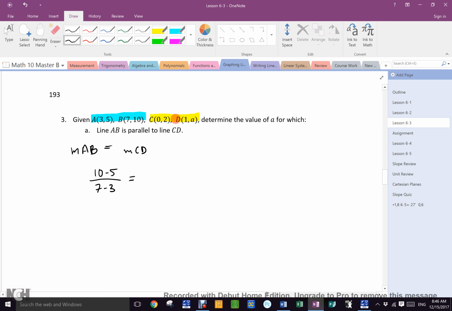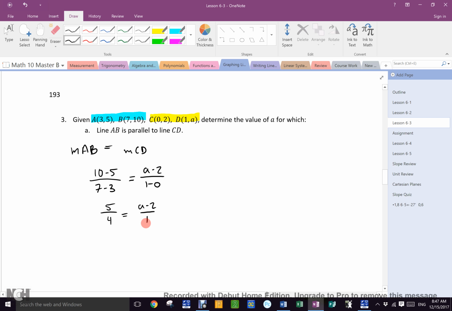Well, don't I need to do CD first? What would CD be? A minus 2 over 1 minus 0. Now, what should I do with all that mess? Tidy it up. What is 10 minus 5? 5. What is 7 minus 3? 4 equals A minus 2 over 1.